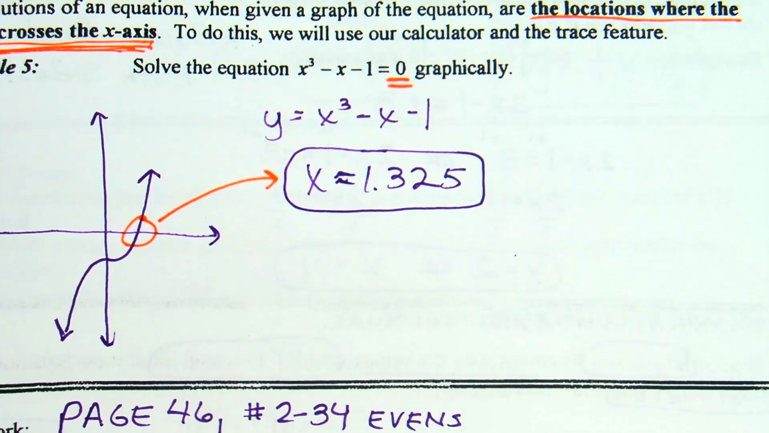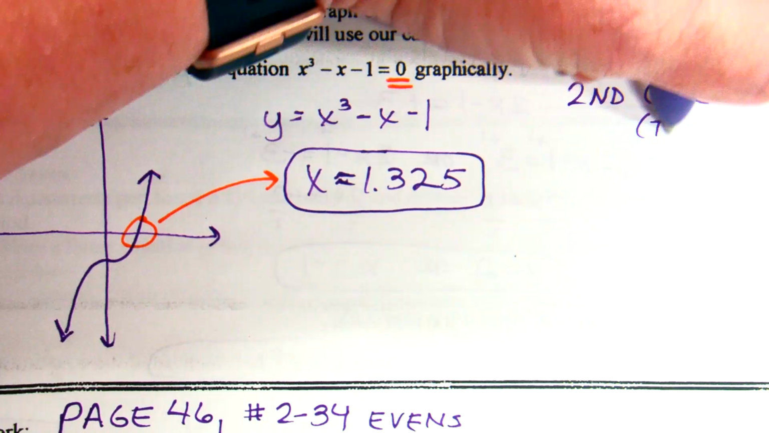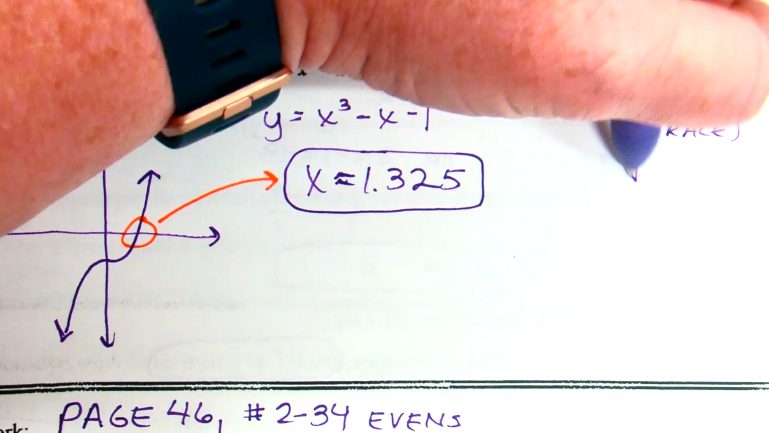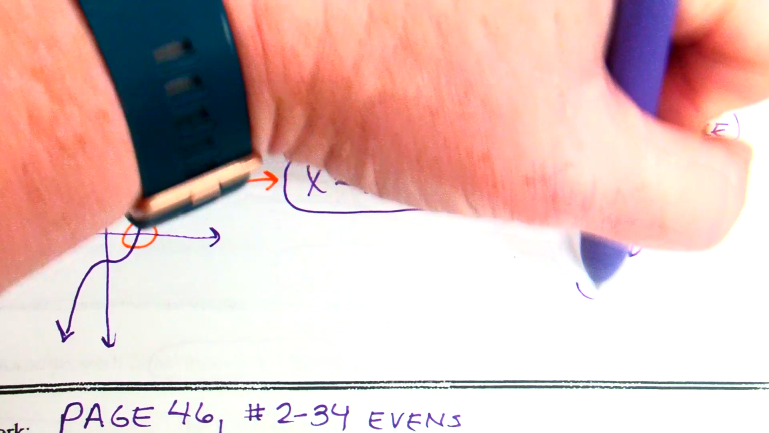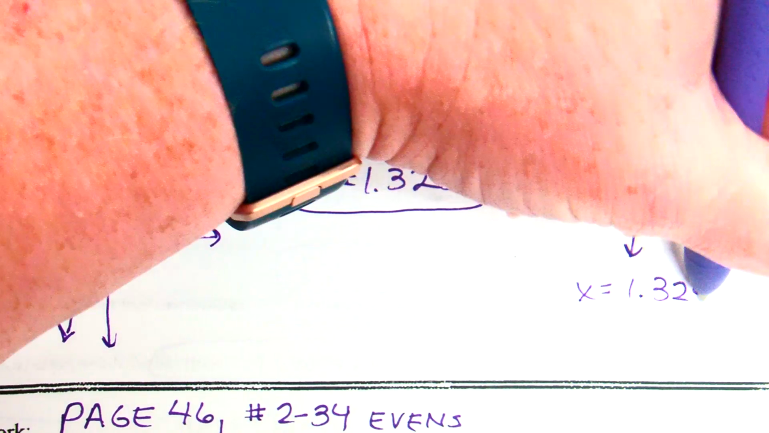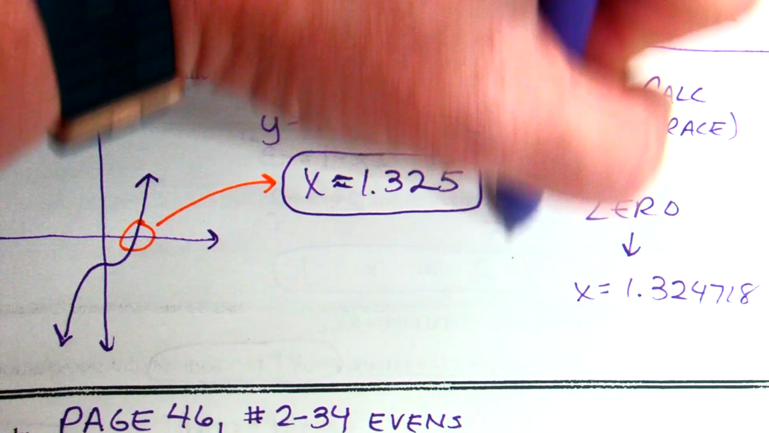And then, okay, how did we get that, folks? We used Second Calc, so the Calc menu. It's also on the Trace button. And then we went to the zero option. And then we followed the prompts. And we ended up with 1.324718.